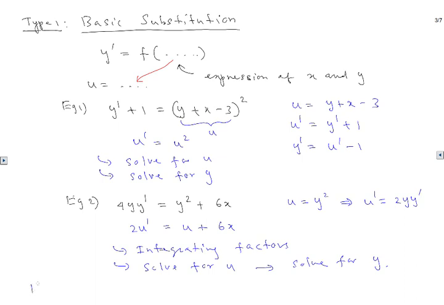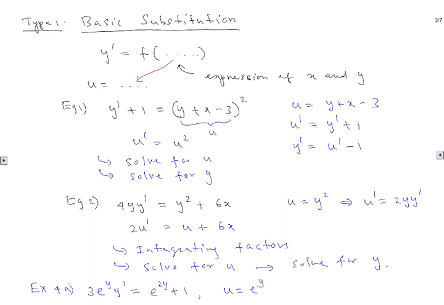So this is exercise 4a. So 4a is 3e^y y prime equal e^y plus 1. And if you think a bit, you can see that u equal e^y works for this problem. Good, that's a type 1.